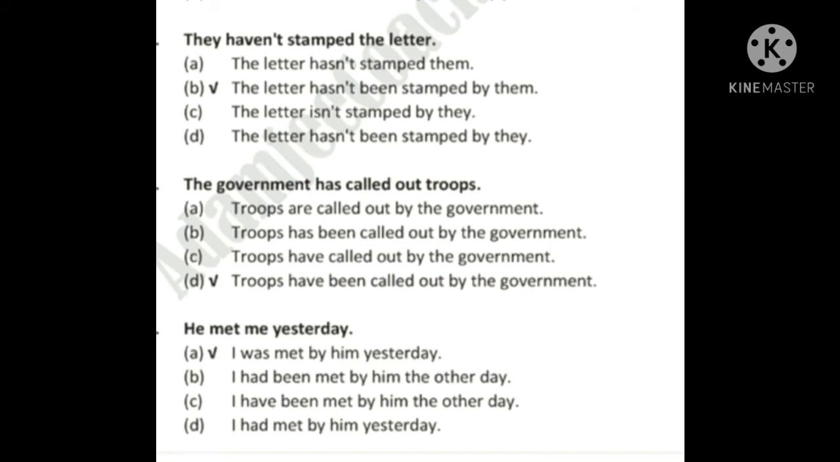Okay, the next one, he met me yesterday. Met, it is a simple past tense. Simple past tense, just remember was or were. First one itself, I was met by him yesterday.